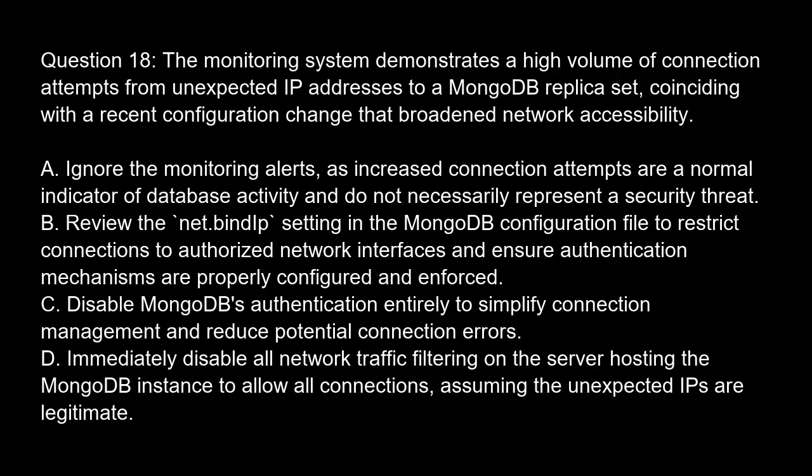Option B. Review the net.bindIp setting in the MongoDB configuration file to restrict connections to authorized network interfaces and ensure authentication mechanisms are properly configured and enforced. Option C. Disable MongoDB's authentication entirely to simplify connection management and reduce potential connection errors. Option D. Immediately disable all network traffic filtering on the server hosting the MongoDB instance to allow all connections, assuming the unexpected IPs are legitimate.